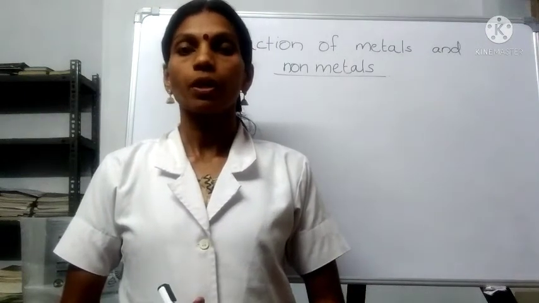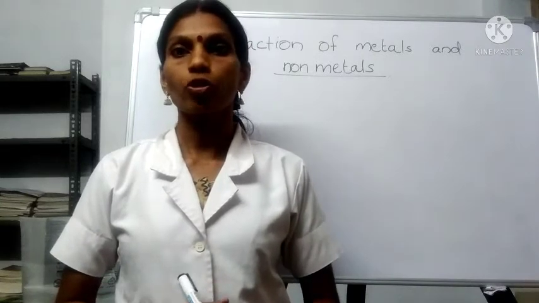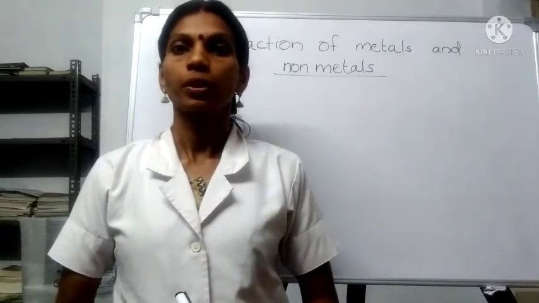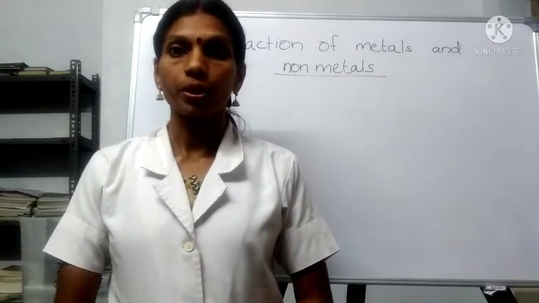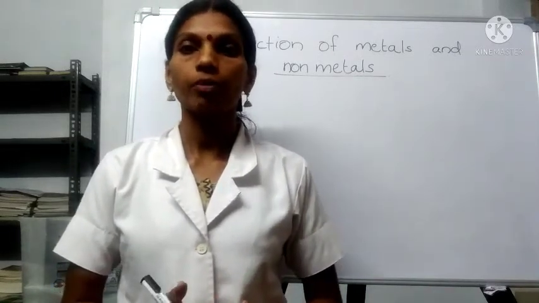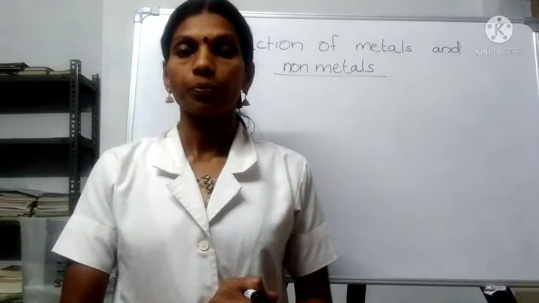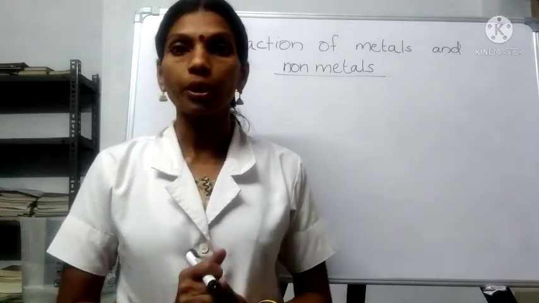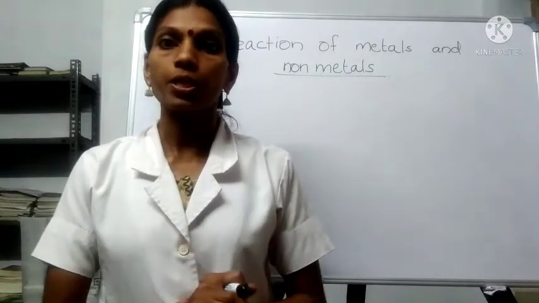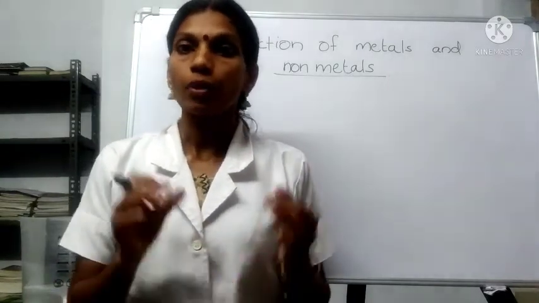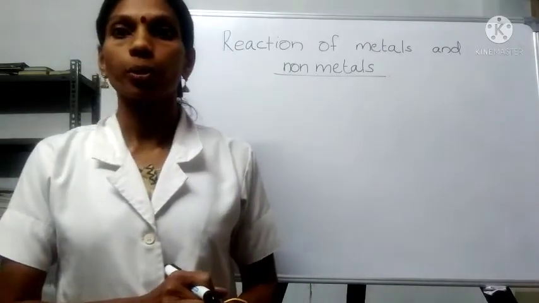In the previous class we have studied about the electronic configuration of metals and non-metals. Now we can study what is the reaction between metals and non-metals. What will happen if metals react with non-metals? Okay. As an example for metal and non-metal we can take sodium and chlorine. Sodium is a metal and chlorine is a non-metal. And what will happen if they are combining with each other?